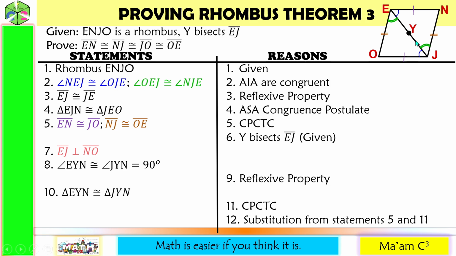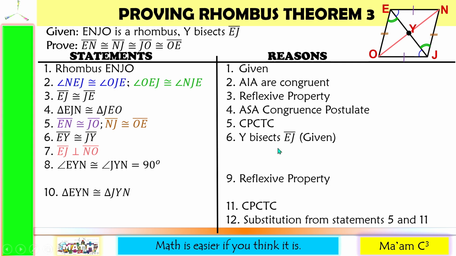Next reason, Y bisects EJ. Y bisects EJ, and that is from the given. So it means line segment EY is congruent with line segment JY. Next statement here, EJ is perpendicular with NO. So let us create line segment NO. And it says here they are perpendicular.